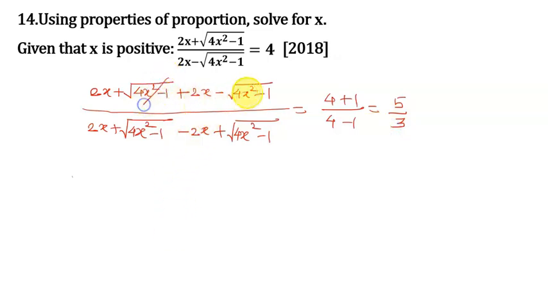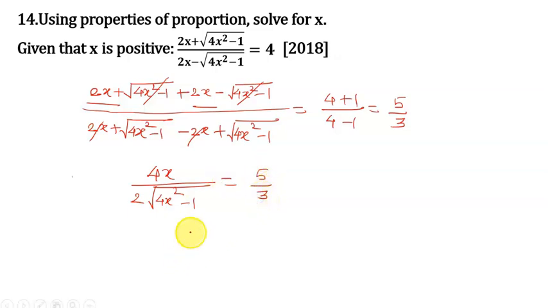Next simplification, this 2 gets cancelled, plus 2x minus 2x get cancelled. If you add this, then you will get 4x upon 2 root of 4x square minus 1, and that is equal to 5 upon 3. Again, next simplification. Okay, 2 ones are 2, 2 twos are 4. You will get 2x upon root of 4x square minus 1 is equal to 5 upon 3.